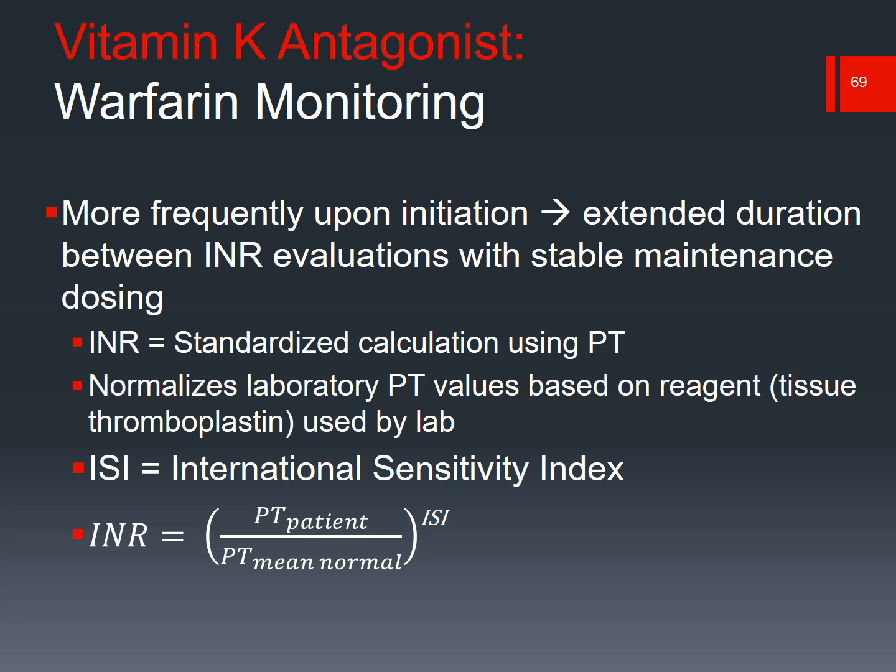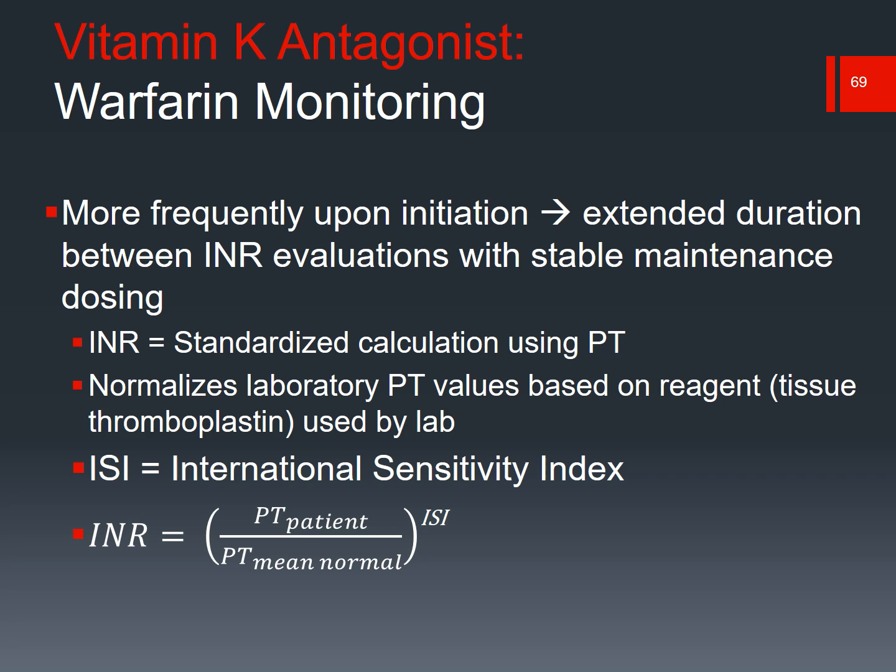In doing that, our PT will vary based on the reagent that was used to obtain it. So if we used one manufacturer's tissue factor to obtain the PT, that may have a different PT variability from another manufacturer's tissue factor that was added to the plasma sample. So we do what's called an INR. It's a normalized ratio that raises the calculation compared to control to an international sensitivity index. Every single one of our reagents has a different international sensitivity index. So your laboratory will do this calculation for you.